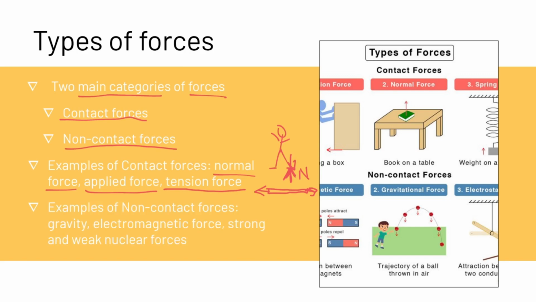And then we have examples of non-contact forces like gravity. That's the one that we're going to use most often in this class. We also have the electromagnetic force, which is electricity and magnetism. And then we have the strong and weak nuclear forces. These forces hold the nucleus of an atom together, so protons and neutrons. And they also hold protons and neutrons themselves together, so they hold the quarks that make up protons and neutrons together.